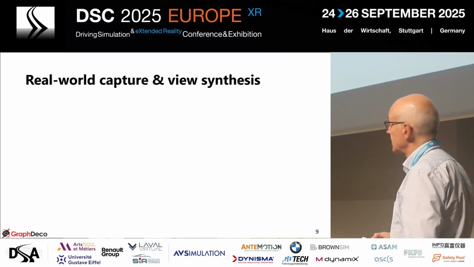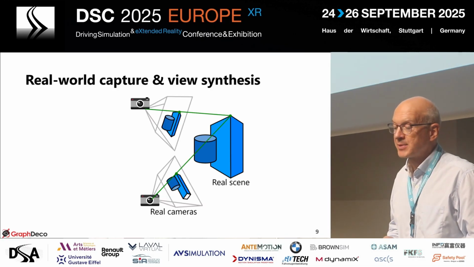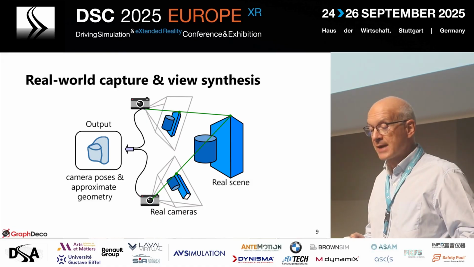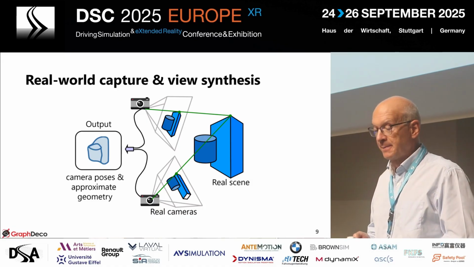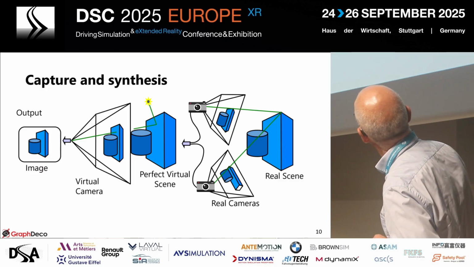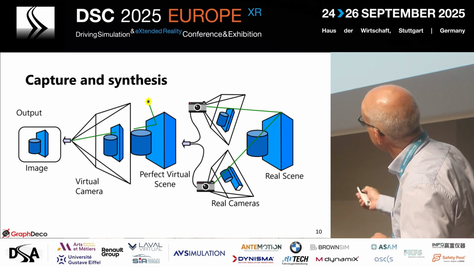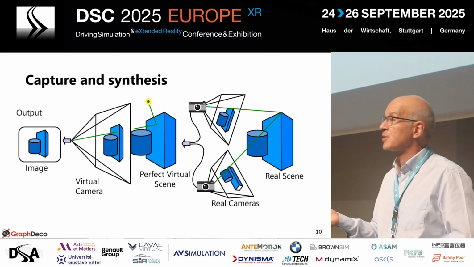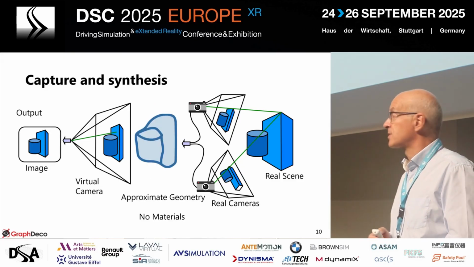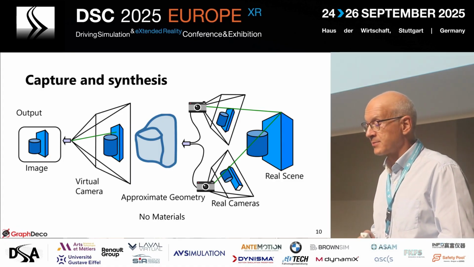So how does that work? Let's say that you have a real scene, you set up a set of cameras to take pictures, then hopefully computer vision can find the positions of the cameras and create an approximate geometry. And then we can put all of this together. So you can start from the real scene, you get the real cameras. In a perfect world, you'd have a perfect virtual scene, and then you can look at it from any point you want. And that would be very simple. Unfortunately, that's not the way the world works, because computer vision does not create a very good geometry, and it's very hard to extract materials.